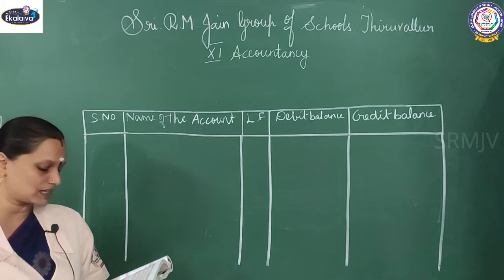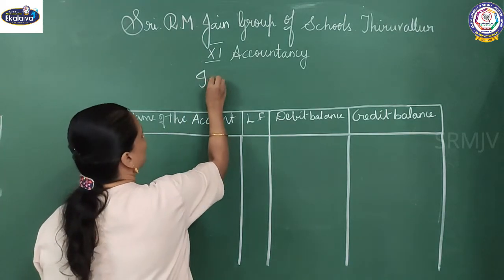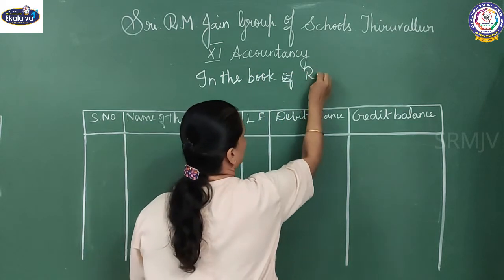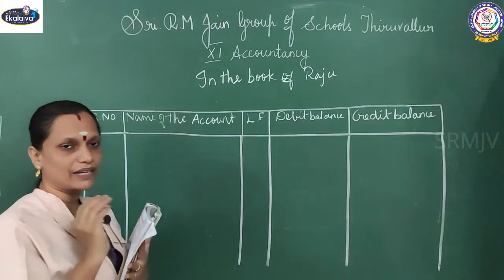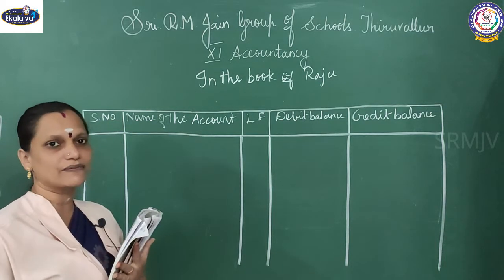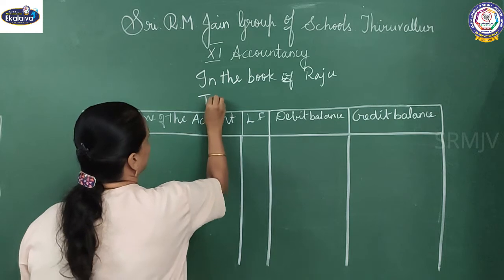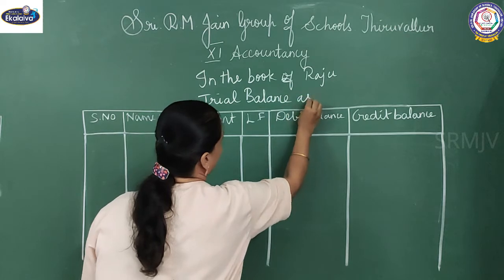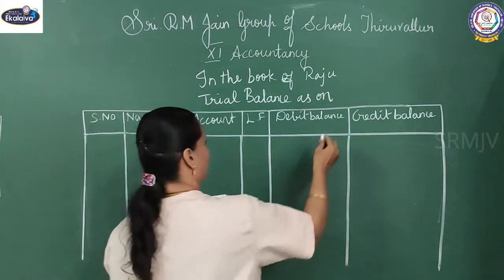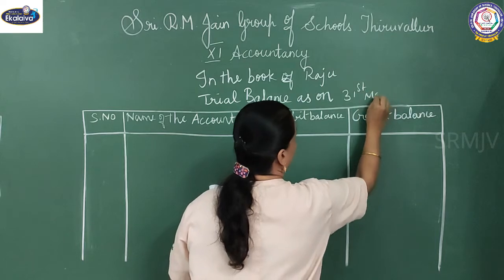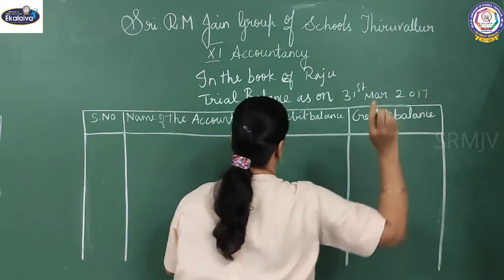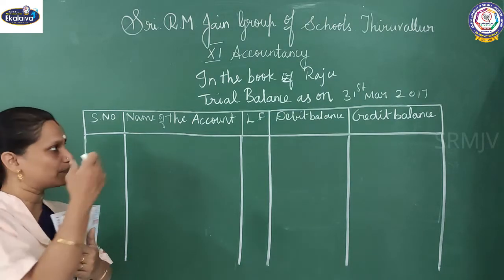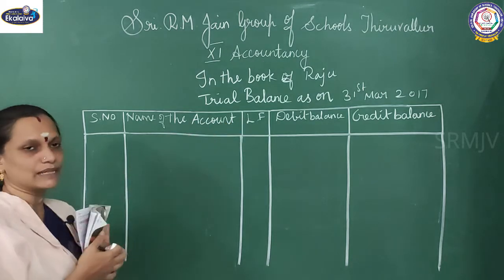Now we move on to the sum children. First, in the books of Raju, when we are going to prepare this trial balance, that date is very important children. Trial balance as on 31st March 2017. Okay, so at the end of the month or end of the week or end of the accounting period, if you are preparing a trial balance, the date must be mentioned.